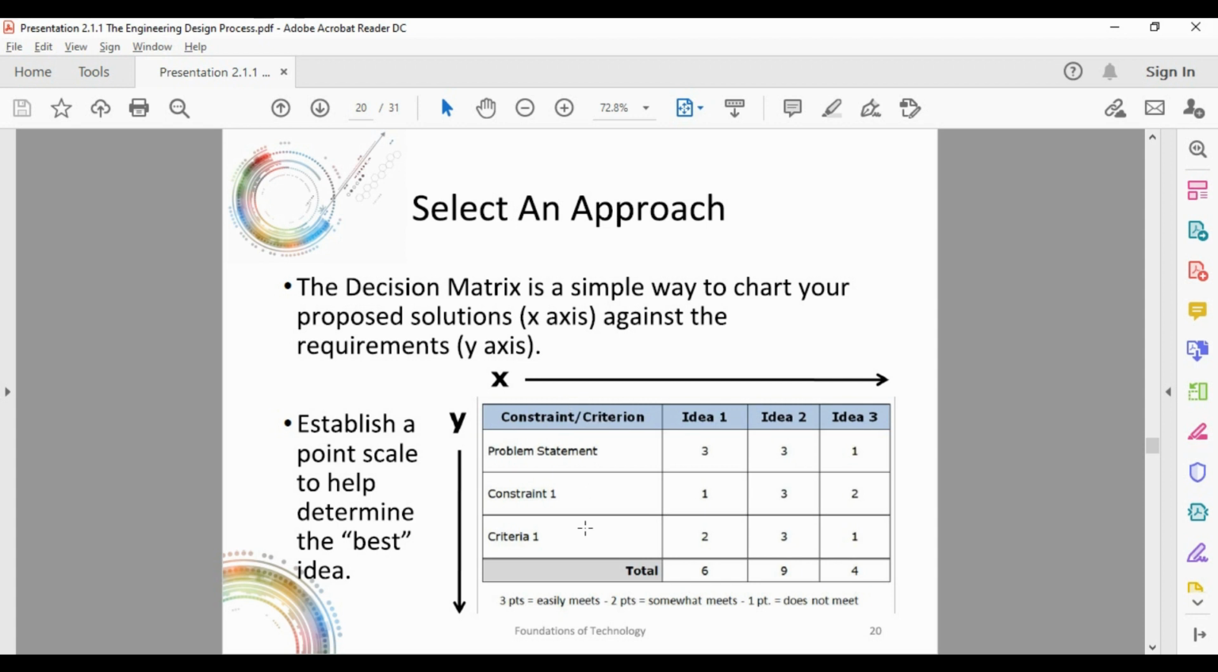Now, do you have to set it up specifically this way? Of course the answer is no. What is important is that you keep the ideas in one section, either the rows or the columns. You don't mix them in both. The problems and the constraints and the criteria, same thing. You keep those grouped together. In this case they're in the rows. I could have put them in the columns as long as I don't have it mixed. Because then you're going to have a total in here somewhere. So we'll work with those for a little bit.